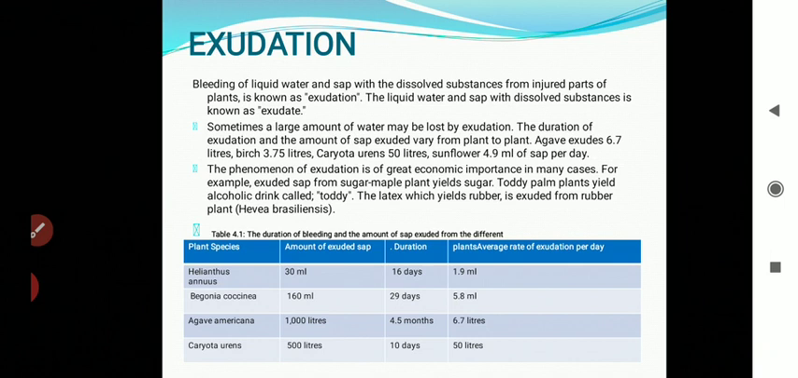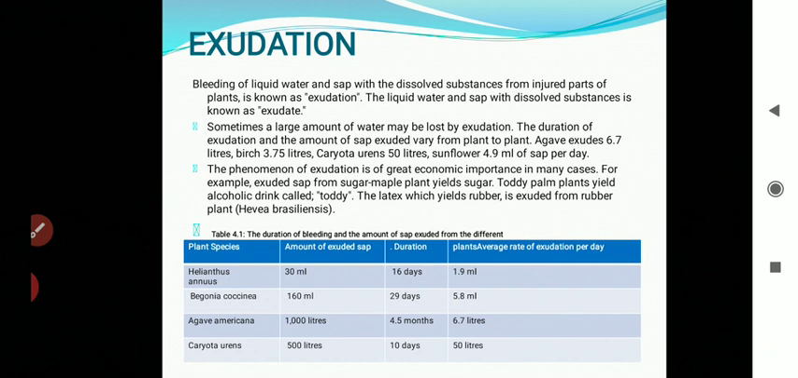Sometimes a large amount of water may be lost by exudation. The duration of exudation and the amount of sap exudate vary from plant to plant. Agave exudates 6.7 liters. Birch exudates 3.75 liters. Caryota urens 50 liters. Sunflower 4.9 ml of sap per day.